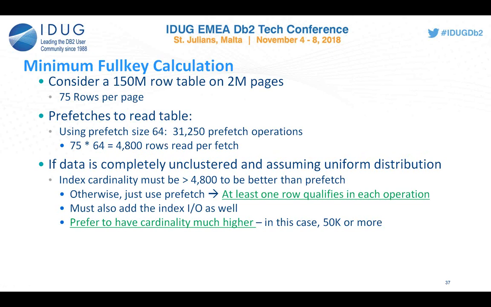if that's clear enough. So I need high enough cardinalities, because prefetch is really a great way of bringing back a lot of data. So let's find a way to be better than prefetch by having decent cardinalities on our table to make that work.